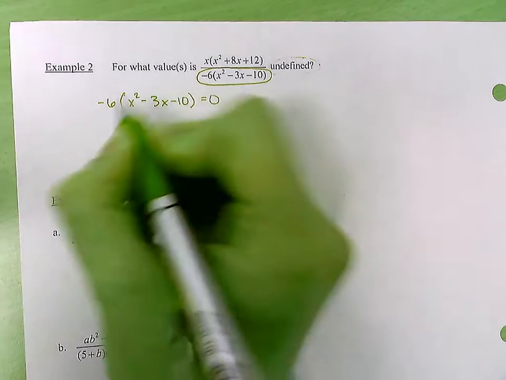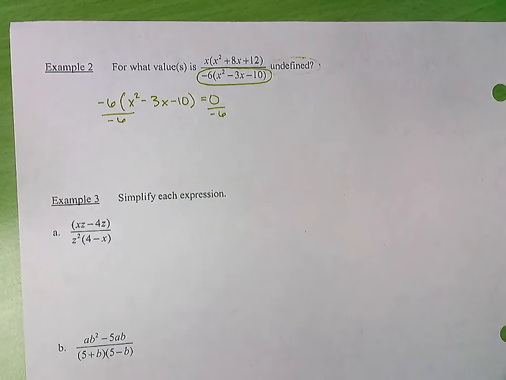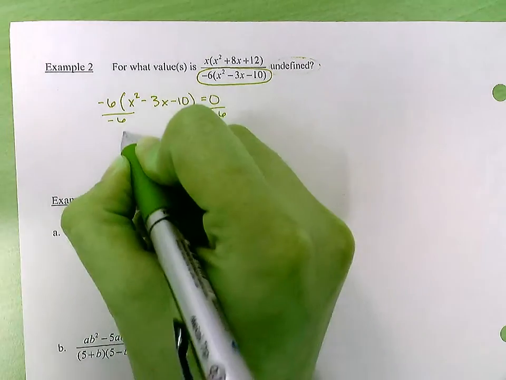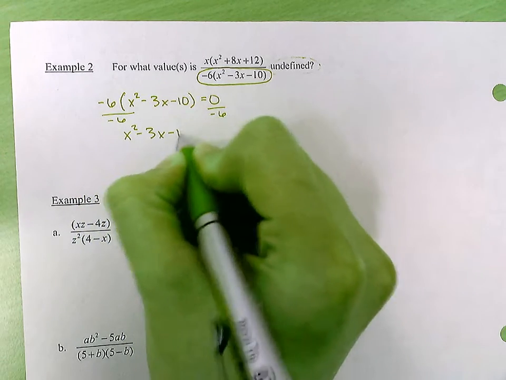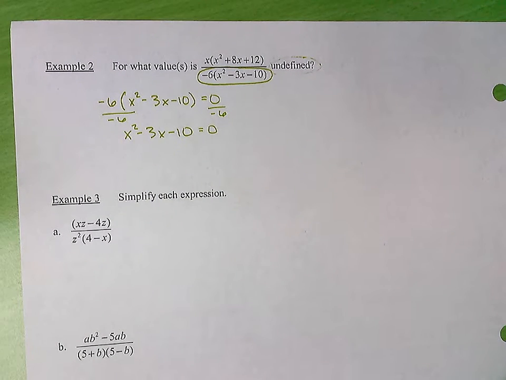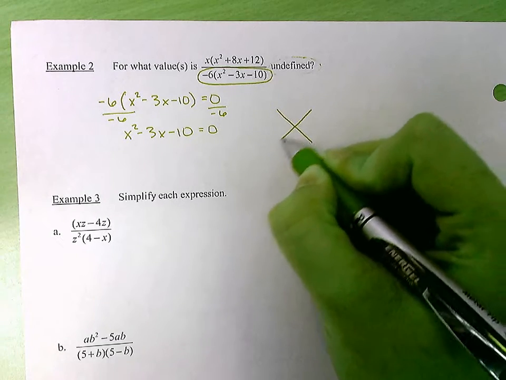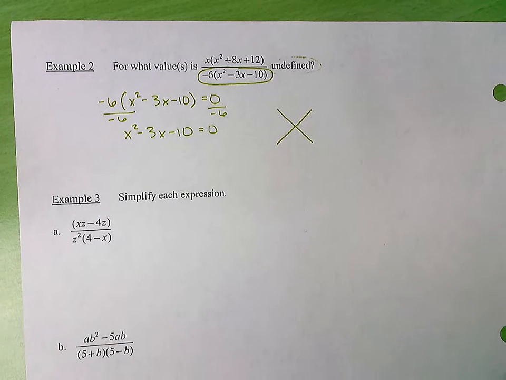Now if I were to divide both sides by negative 6, right? They cancel here and I'd be left with x squared minus 3x minus 10. And 0 divided by negative 6 is 0. Okay, now at this point you want to factor. Okay, so we want to factor this. So you can use the x method. If you don't need to use the x method, don't use the x method.